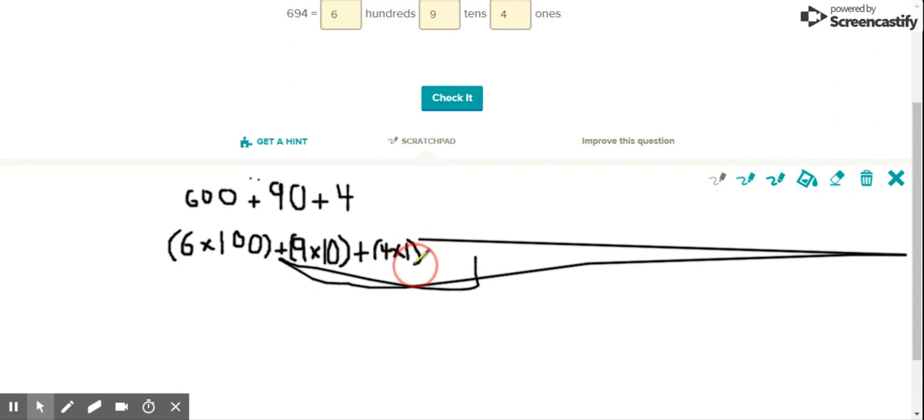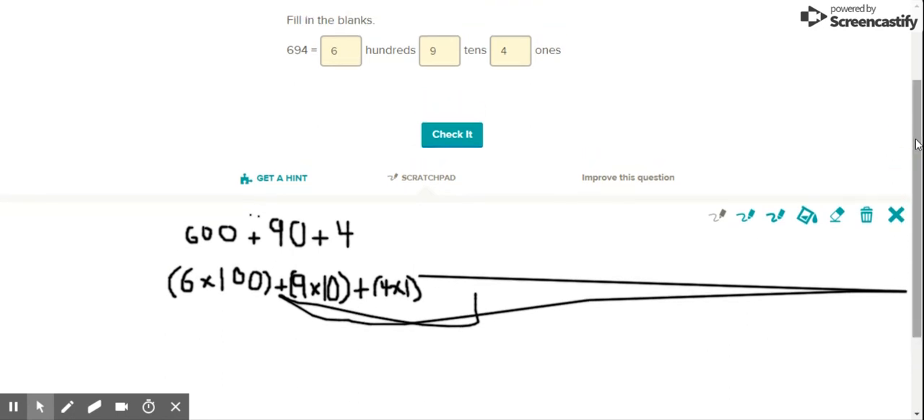So these are just 3 different ways that they may ask you to write in expanded form. They may ask you how much the digit is worth, 6 hundredths, 9 tens, 4 ones. I'm okay with you writing 600, 90, and 4. But if you take this quiz, know that you're going to have to put 6, and they write the hundreds for you, 9, and they write the tens, 4, and they write the ones. When you're done, you can click check below.